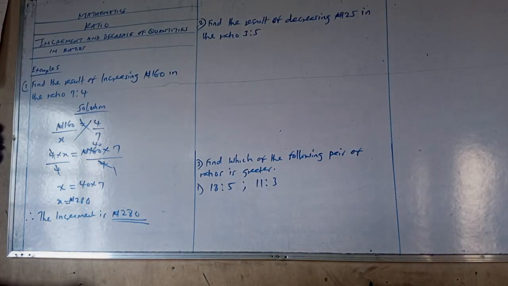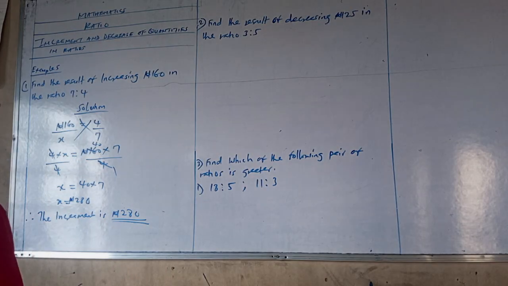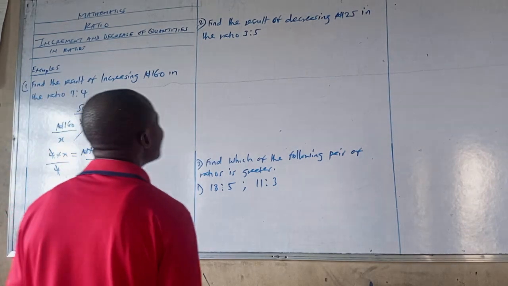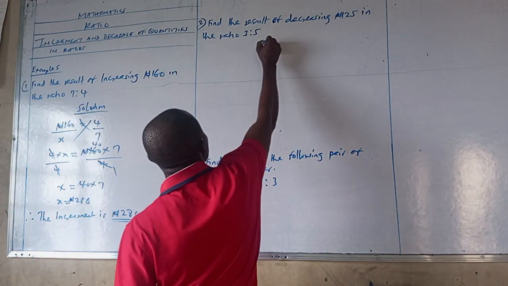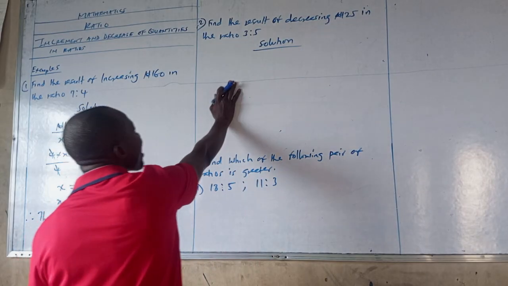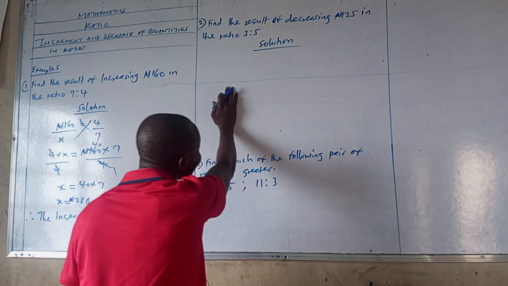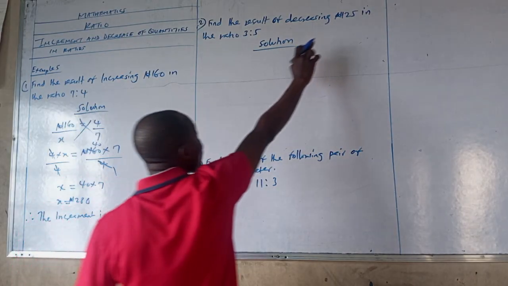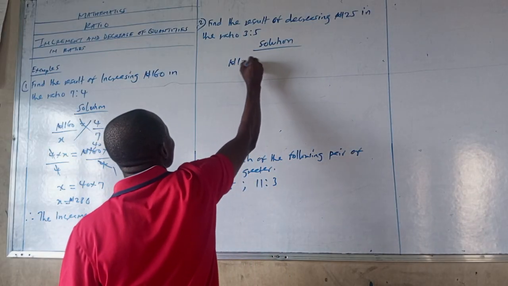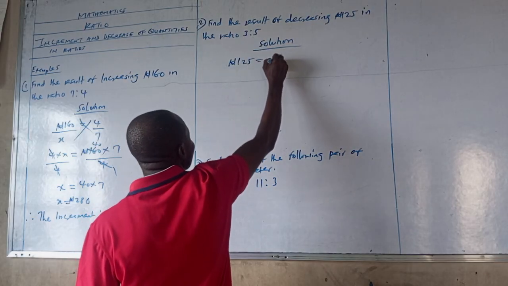Now number 2. Find the result of decreasing 125 naira in the ratio 3:5. The result of decreasing 125 in the ratio. Now, if you are decreasing this, that means it's already increased. This money is already increased. That will give us 125 naira, which has been increased, and the increment is 5.